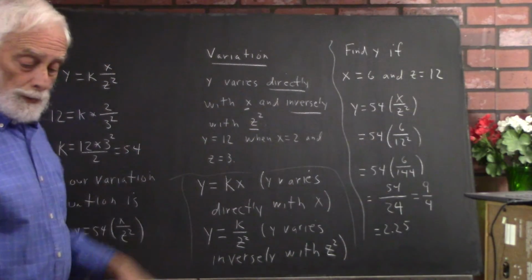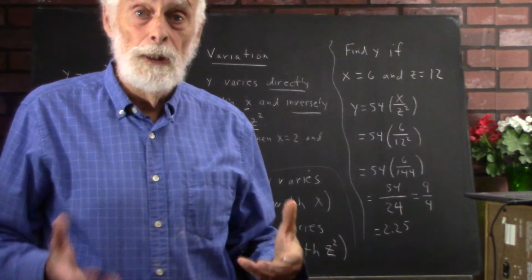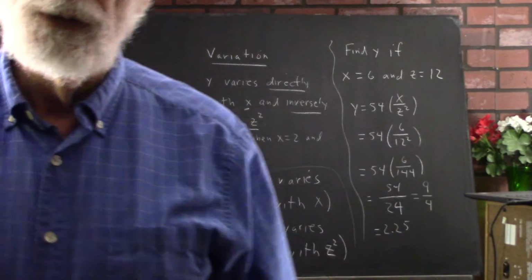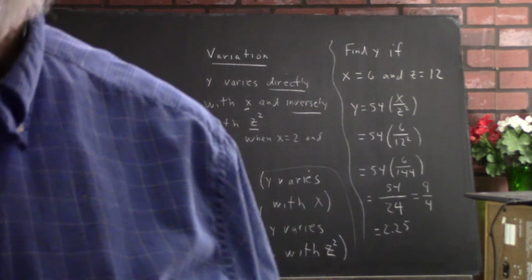So, just an illustration of variation, how it combines basic proportionalities, a direct and an inverse proportionality in this case.